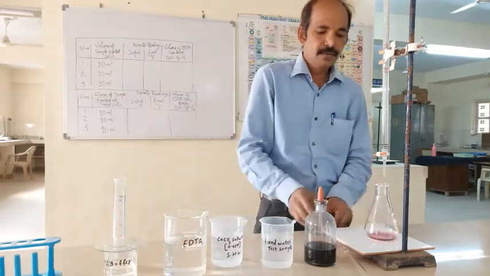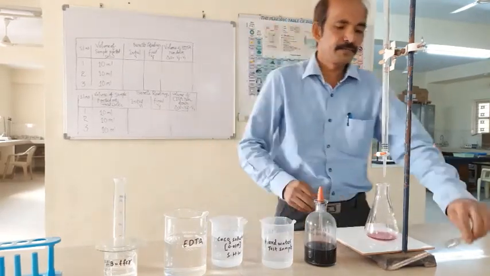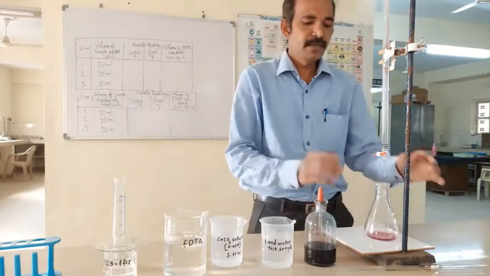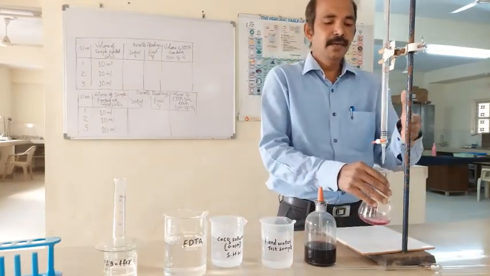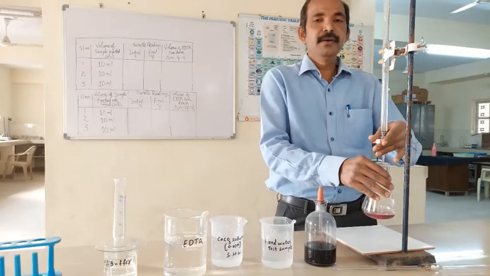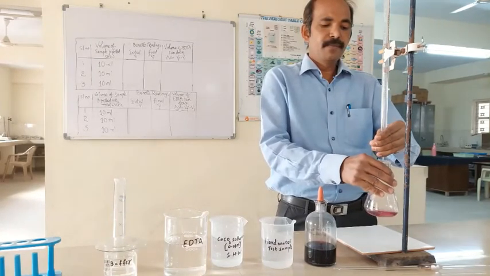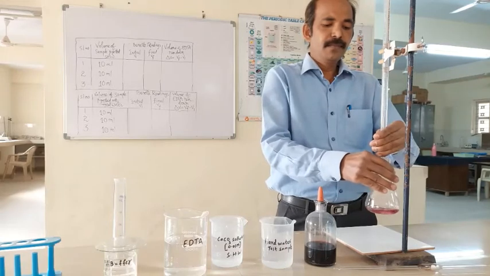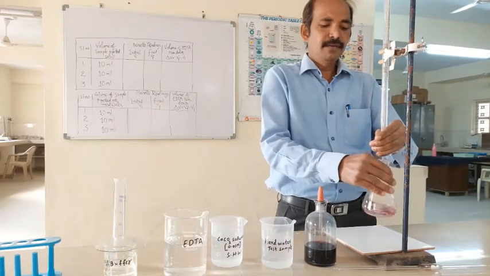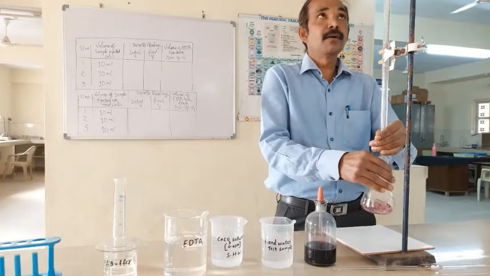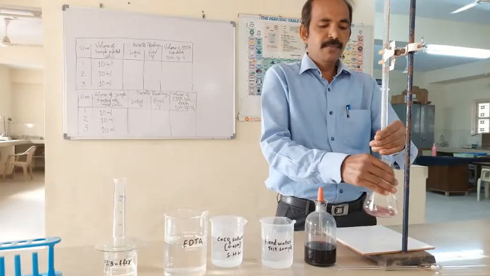Now titrate. Always hold your conical flask with the right hand and operate the burette with the left. Now you keep on adding one drop at a time. You have to titrate uniformly. Always watch only the change in the color, not the burette.